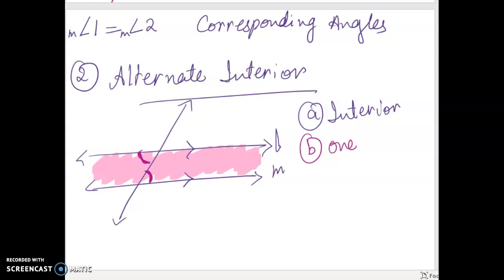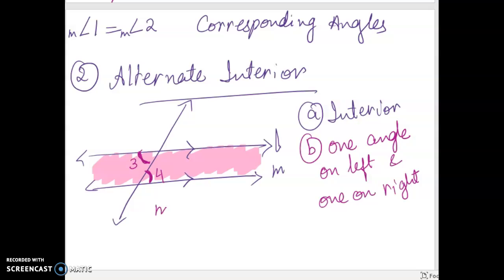So one angle on the left and one on the right. Let's label them 3 and 4. Because the two lines are parallel, I can say that the measurement of angle 3 is equal to the measurement of angle 4. So alternate interior angles are also equal.